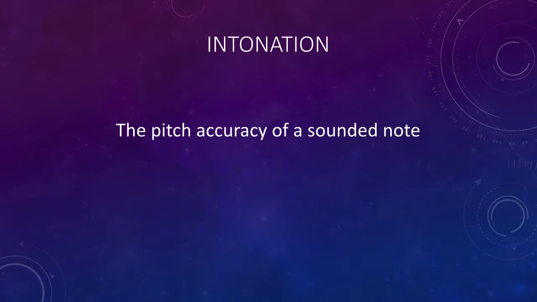Intonation refers to the pitch accuracy of a sounded note. The phrases playing in tune or out of tune are references to intonation. Let's say that a musician tunes their instrument correctly. Even after proper tuning, most instruments have built-in irregularities which cause some notes to be slightly high or low in pitch. The musician must be aware of that and make adjustments so that all of the notes that are played are in tune, meaning with good intonation. If they don't make those adjustments, some of their notes will be out of tune, flat, low in pitch, or sharp, high in pitch, which is bad or poor intonation.